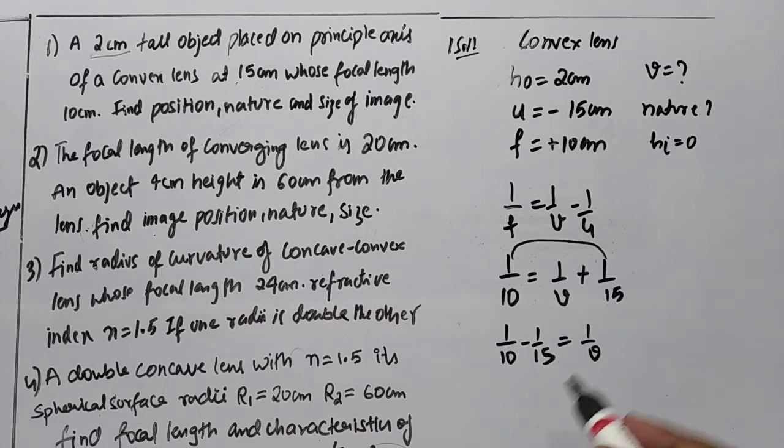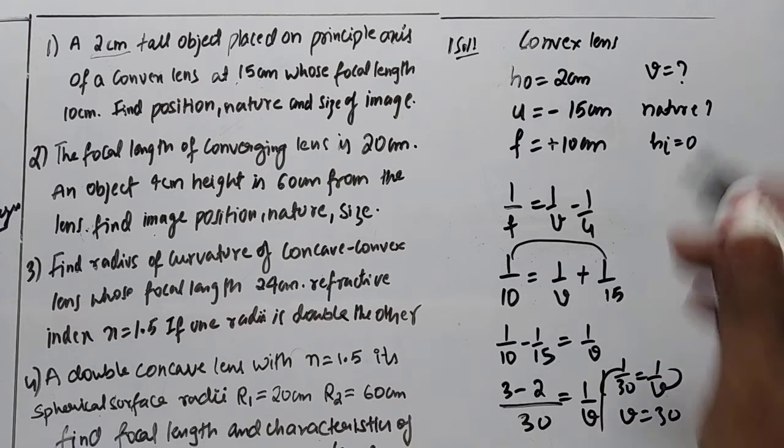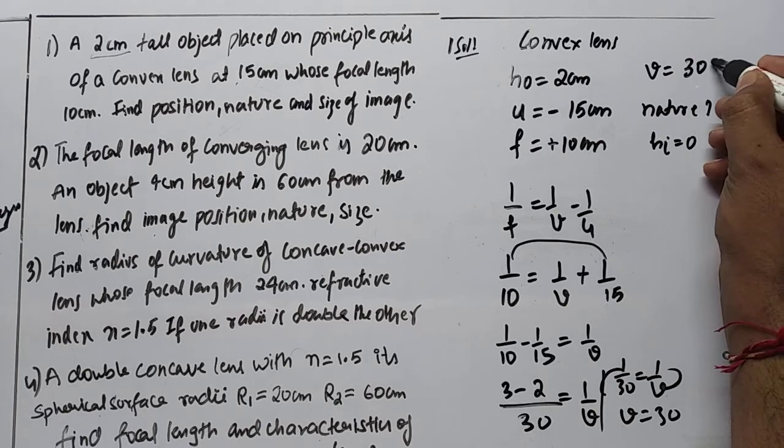Now we can take the LCM. We get 30 as the LCM. 10 3s are 30, 15 2s are 30, so it equals 1 by v. So 3 minus 2 is 1. 1 by 30 is equal to 1 by v. So here we got 1 by 30 is equal to 1 by v. When you take the reciprocal, we get the v value as 30. You can see that the v value we got is 30 centimeter, right?